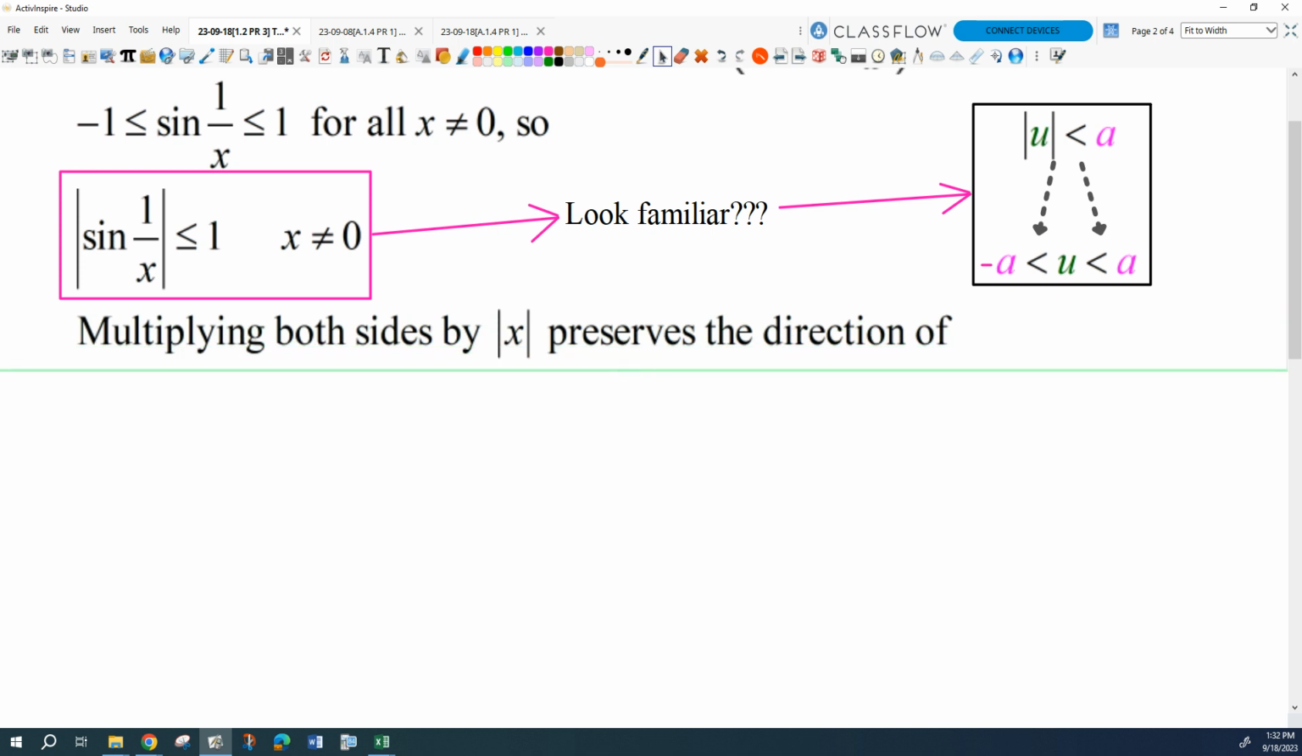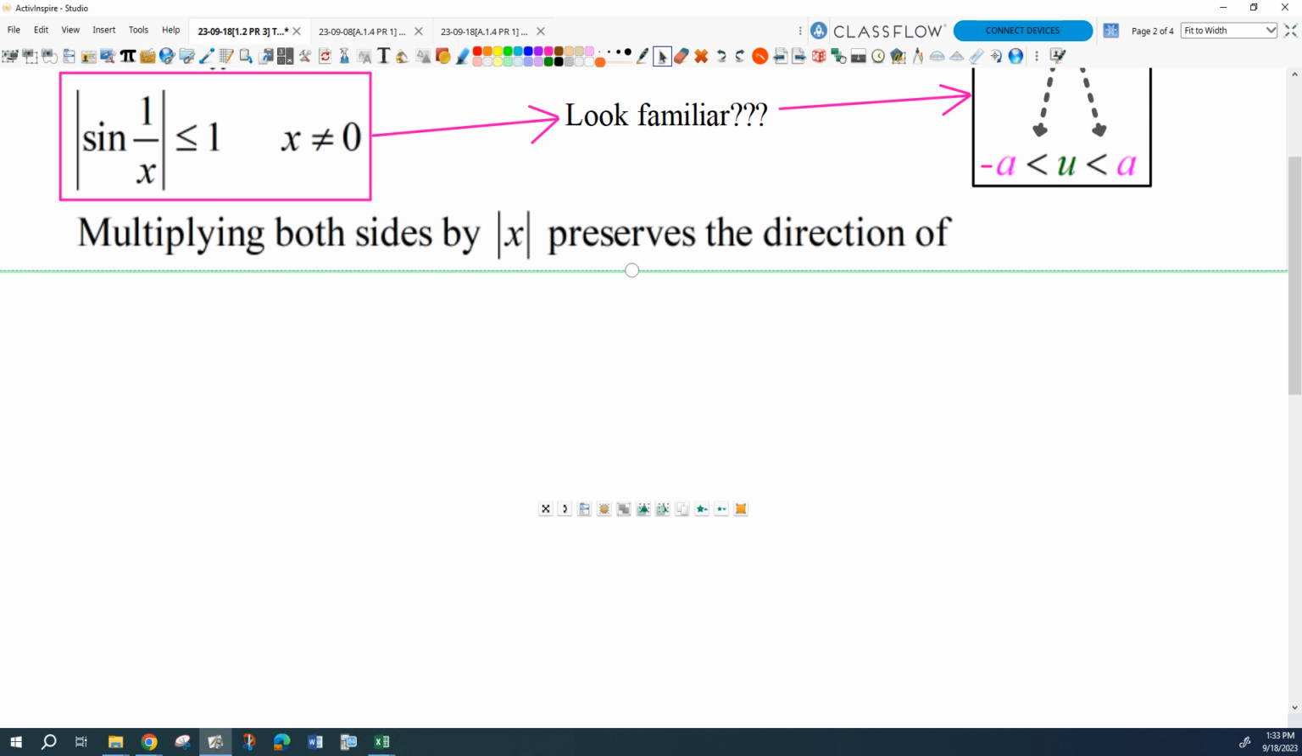So what if we multiply both sides by the absolute value of x? We could do that, right? We've got this inequality, the absolute value of x, and absolute value is a positive number. So I can multiply both sides of an inequality by a positive number and preserve the direction of the inequality. What happens if I multiply both sides of an inequality by a negative number? Got to flip the inequality, don't we? But because we're multiplying by an absolute value, we're fine.